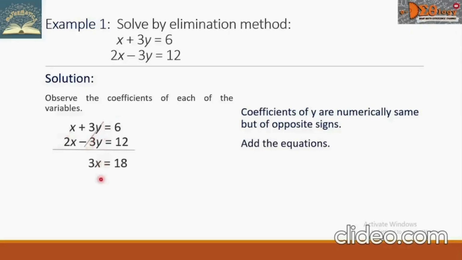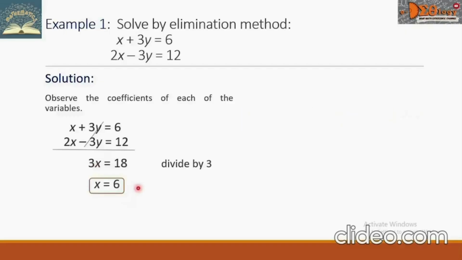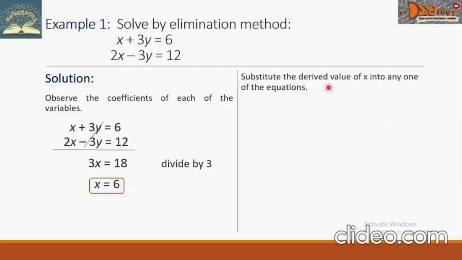Then x plus 2x is 3x equals 6 plus 12 is 18. And then we divide by 3, that is the coefficient of x, so that we will get the value of x equals 6, because 18 divided by 3 is 6. So we have now the value of x. Now we substitute the derived value of x into any one of the equations. Let's say the first equation. This is x plus 3y equals 6. x becomes 6 plus 3y equals 6.